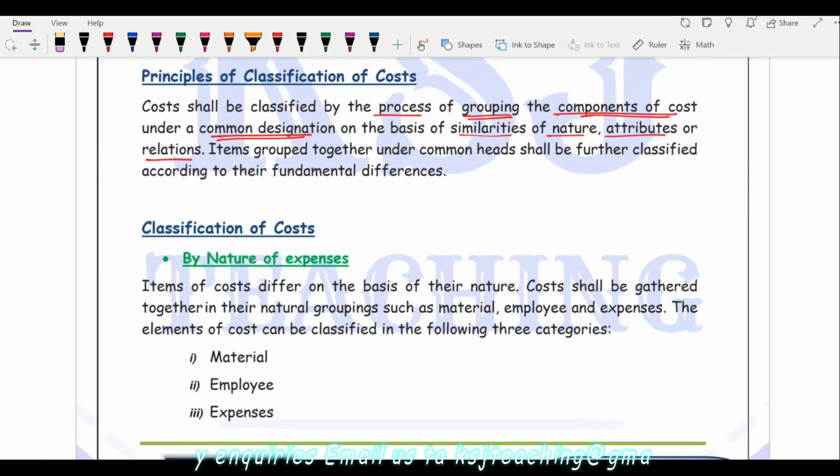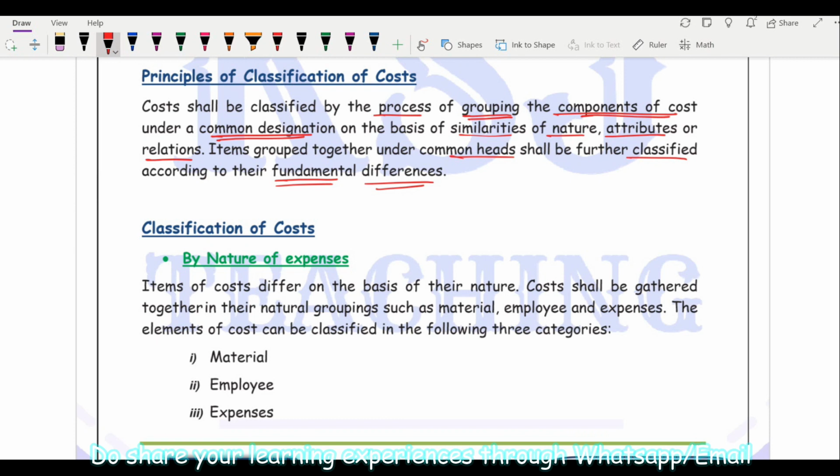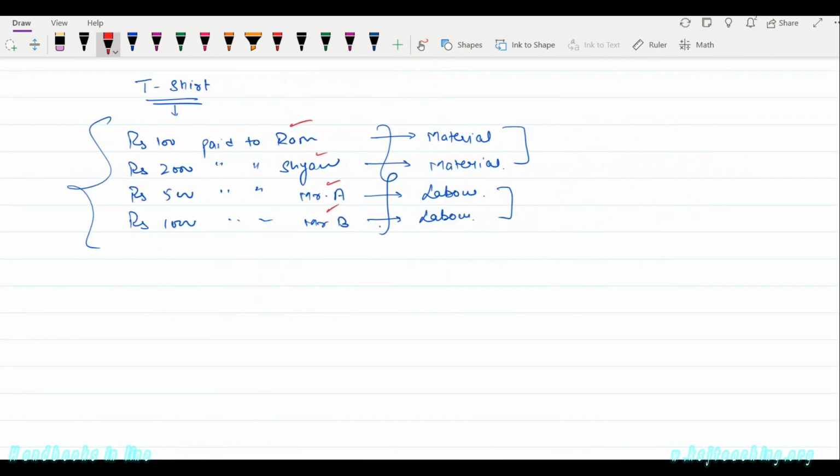The items grouped under the common head shall be further classified according to their fundamental differences. Now that is the depth of it, that you can further do the classification based on the functional differences, right? The first thing that we have done is we have classified into material cost and labor cost.